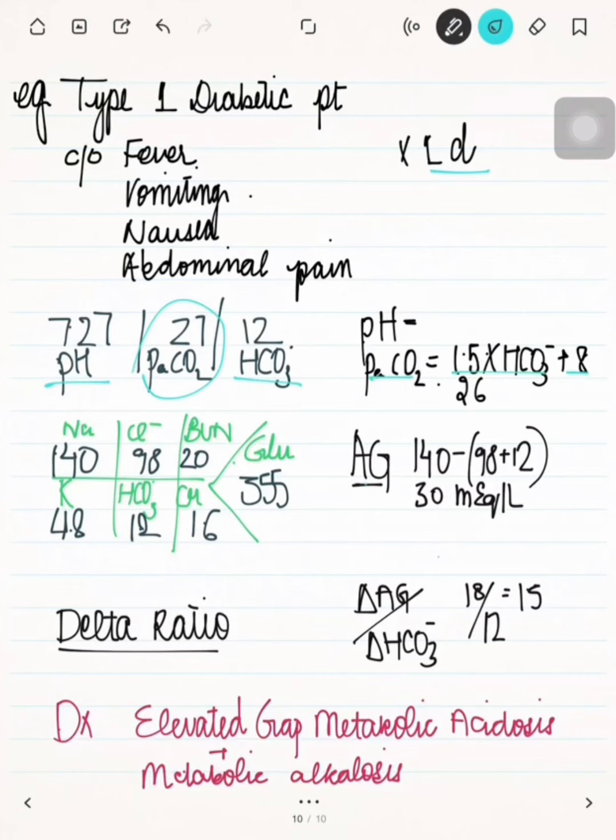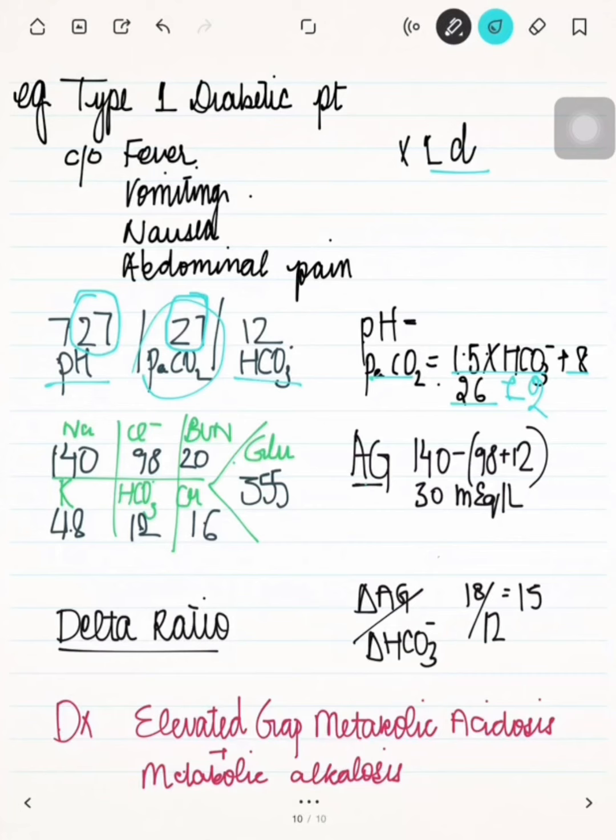There is one more method to see the compensation in case of metabolic problems, like when the pH is 7.27, the CO2 will also be around 27. The two digits after the decimal point are the value around which the PaCO2 will be. So it is around 27, and when we calculate using Winter's formula, it comes out to be 26 plus or minus 2. So we get that compensation is appropriate.